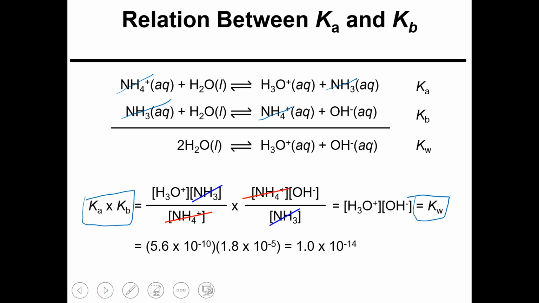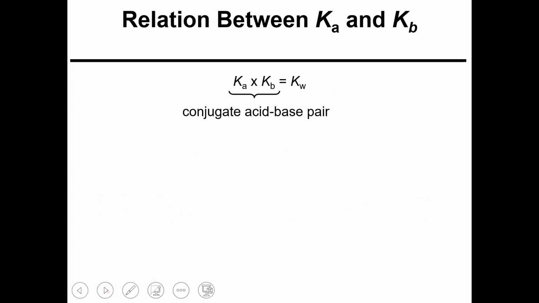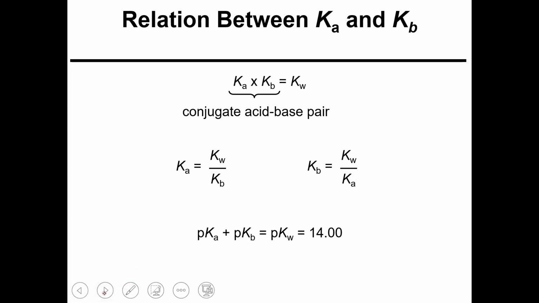So if you multiply Ka times Kb for the ammonium equation and the ammonia equation, you would get Kw. So as I said, Ka times Kb equals Kw. So we can rearrange that. If we have Kb and want Ka, we take Kw divided by Kb. And if we have Ka and want Kb, then we take Kw divided by Ka. So let's take a look at an example.